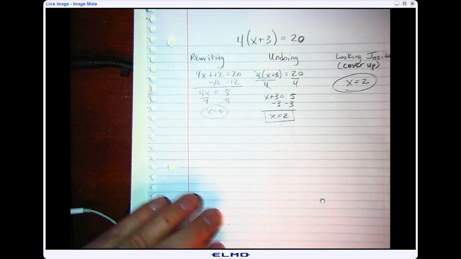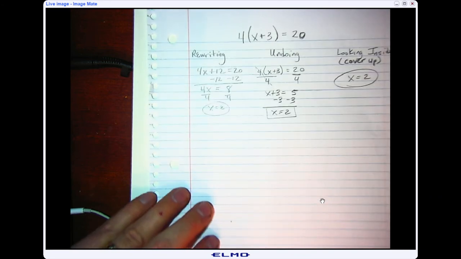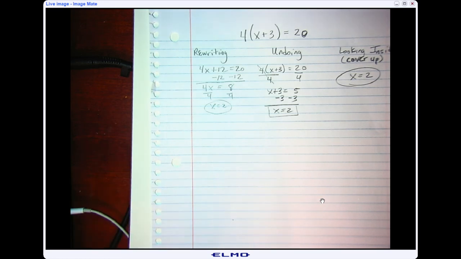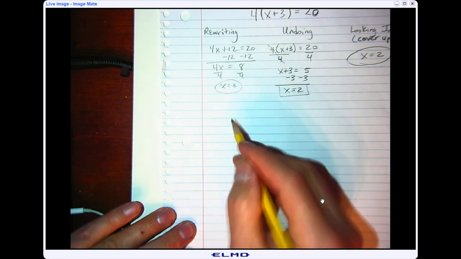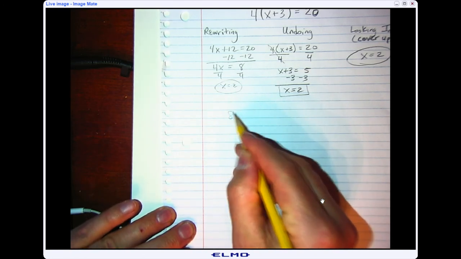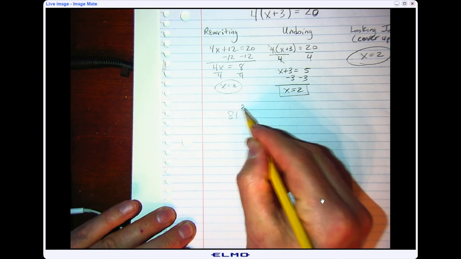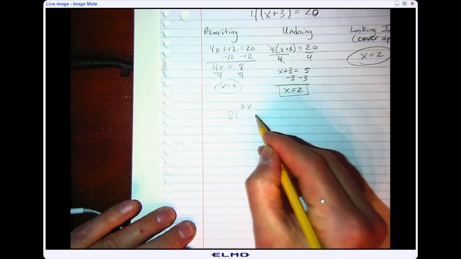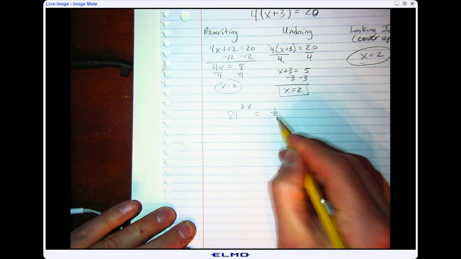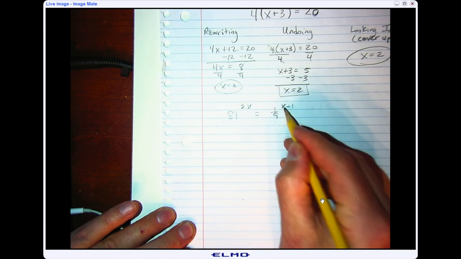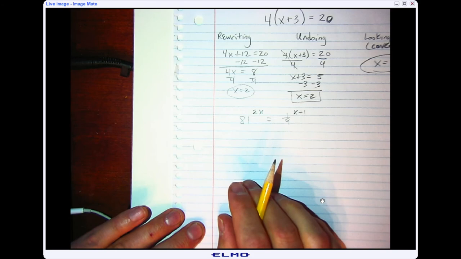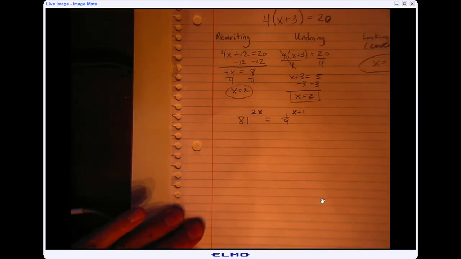Now, some of these have a couple more categories in them, like rewriting. There's a fraction buster video, which I'll be talking about next. But another way is, if you remember earlier this school year, I gave you some things where we had some exponents. So this would be like 81 to the power of 2x equals 1/9 to the power of x plus 1. And this would be something that you would probably want to rewrite just to make sure that the bases are the same, because right now you can't solve this until the bases are the same number.